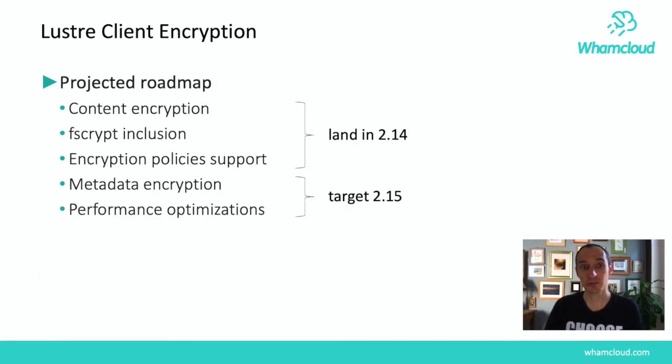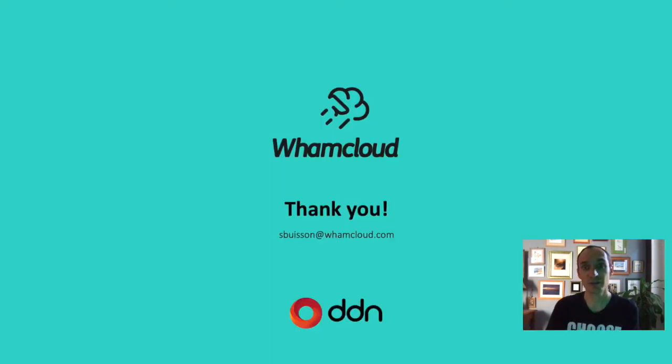So the projected roadmap is as follows. In 2.14 that will be released, we are providing content encryption, FSCrypt inclusion, and encryption policy support. And later, hopefully in Lustre 2.15, we'll provide metadata encryption and performance optimizations. That's all for this presentation.